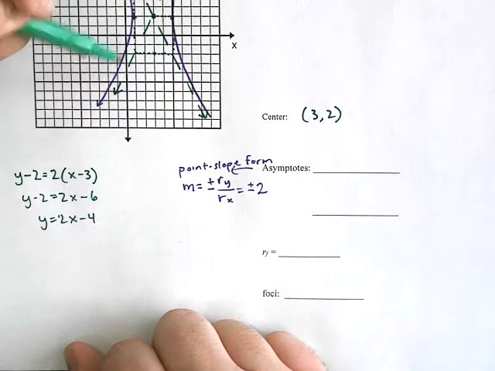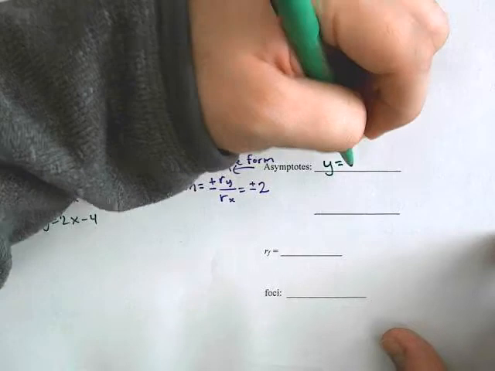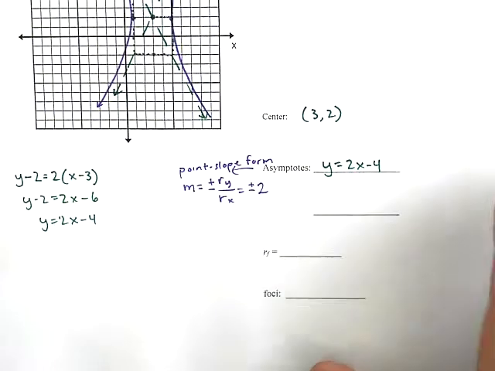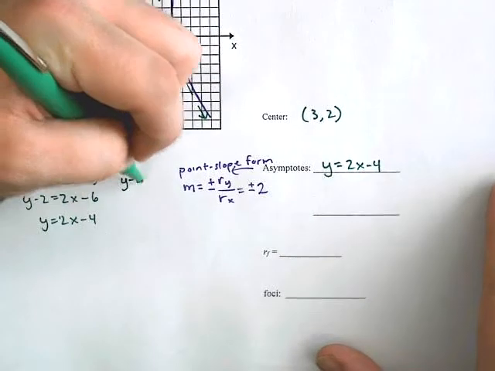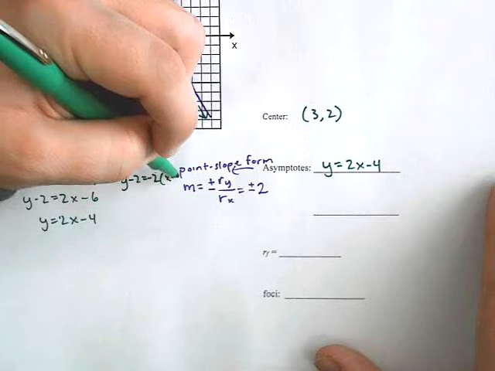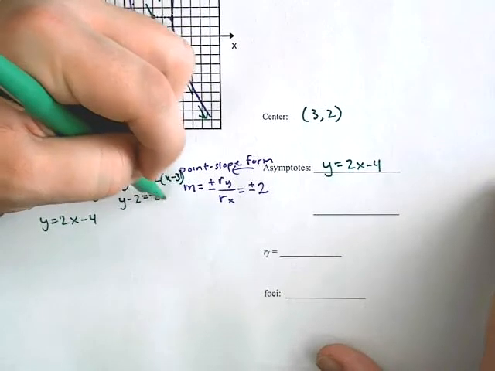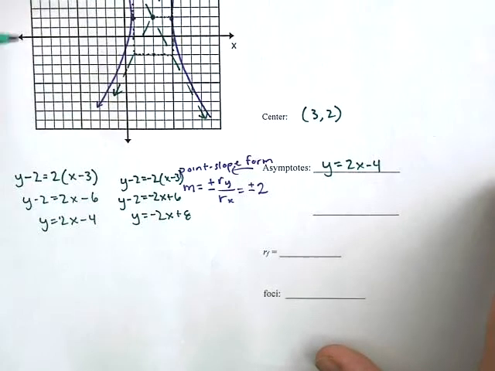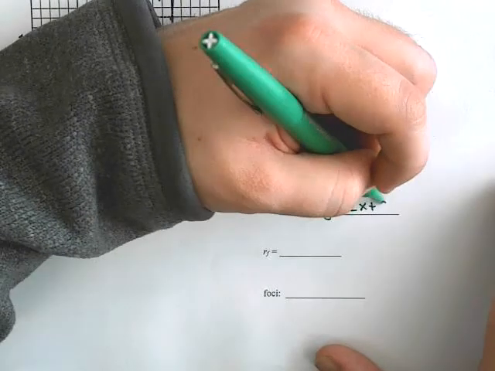Does that look about right? Yeah, it looks about right. So y equals 2x minus 4 is one of my asymptotes. But I have to do this again, and I have to use the negative slope. So y minus 2 equals negative 2 times x minus 3. Well, when I distribute now, I get y minus 2 is equal to negative 2x plus 6, or y equals negative 2x plus 8. And once again, that looks awesome. It looks like it's going right through it. Y equals negative 2x plus 8.